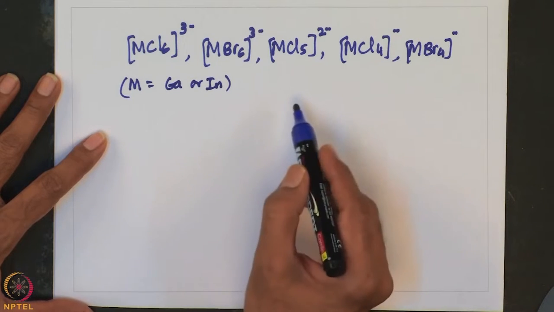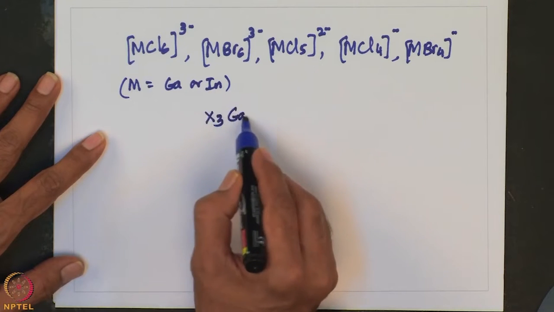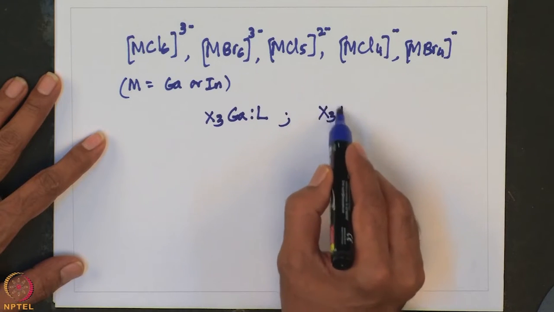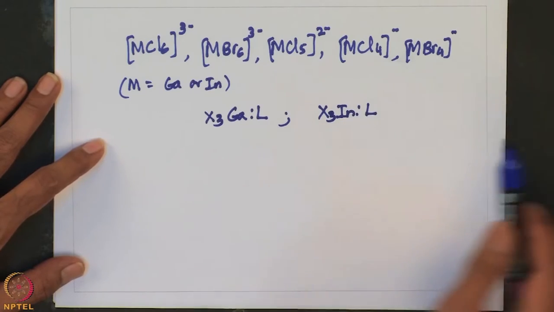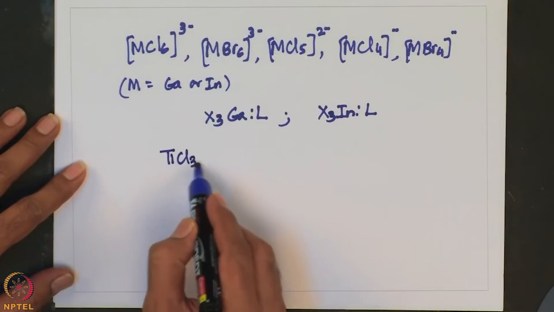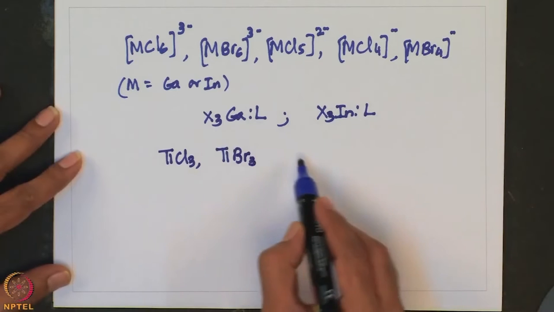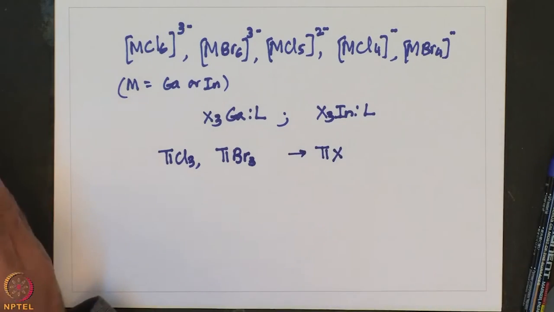And one can also form simple adducts of this type. For example, X3Ga-L, where L is a Lewis base, and also X3In-L. They are essentially neutral Lewis bases such as trimethylamine or ether. Thallium trihalides are less stable than those of the earlier group 13 elements. In fact, thallium trichloride and thallium tribromide are unstable with respect to conversion to the corresponding monohalides. So, that means when you make thallium trichloride or thallium tribromide, they are oxidizing in nature.